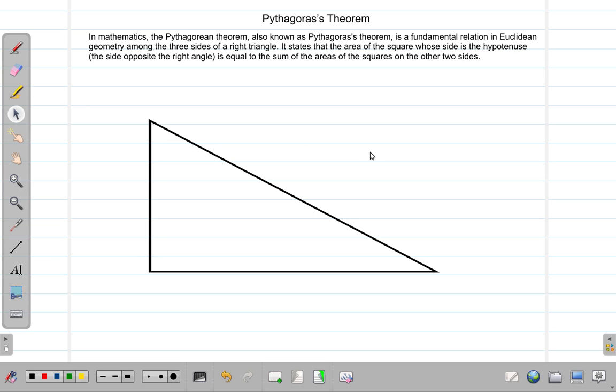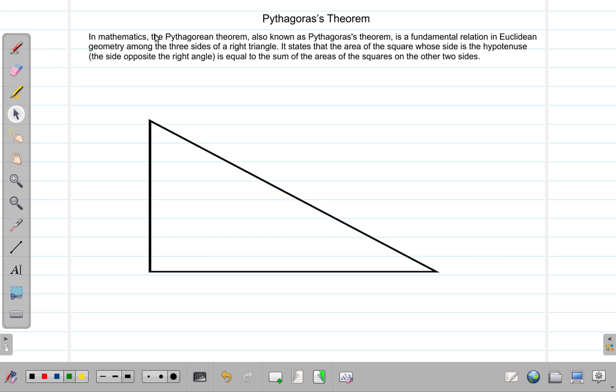Let us look at the Pythagoras Theorem. Now, I've read elsewhere online that Pythagoras lived between around 570 BC and 495 BC, and he was credited with discovering the theorem that's named after him, as well as other mathematical discoveries. Now, I've found this information online.